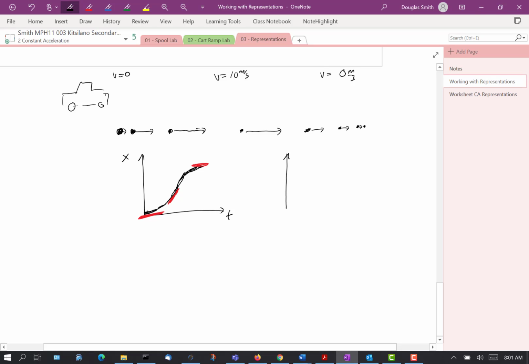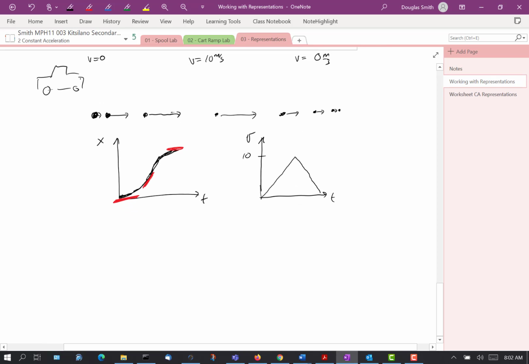The velocity time graph would look like this. It's always moving forwards, so I'm going to draw my axis like this. It's always moving forwards, but it is speeding up. Let me think about this. It starts at 0, and then it slows down again. That's the velocity time graph for that one. So that would be 10 meters per second.